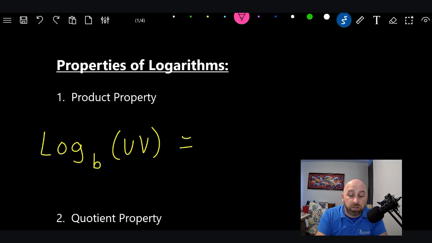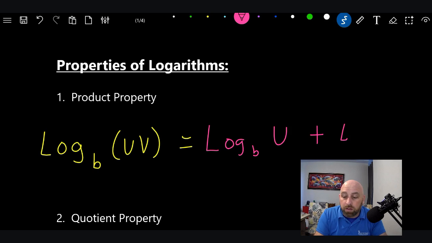So here's what you're going to get. You're going to expand this, and here's what it looks like. It looks like log base b of u plus the log base b of v.